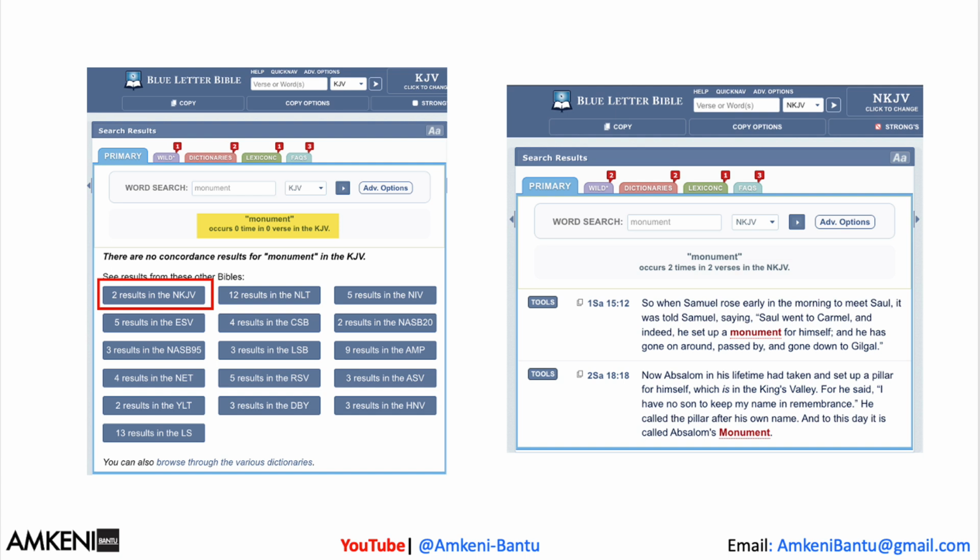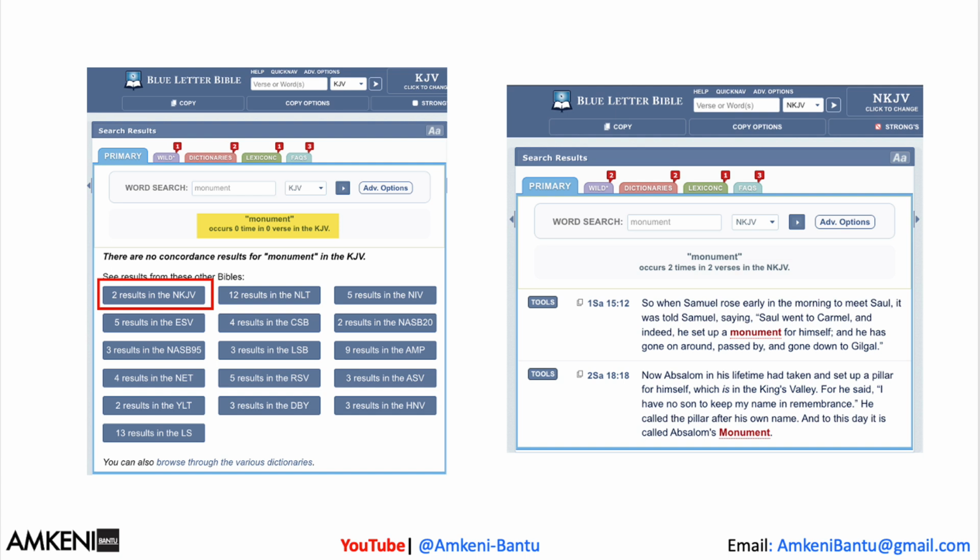So on the left here, I was looking up this word monument in the King James Version, and it didn't show up. It's not used. I guess by that time, they didn't have a translation for it in English. So it's not in the King James Bible, KJV. But then I saw that they did have it in the New King James, and these are the two places in the New King James Version where they have it.